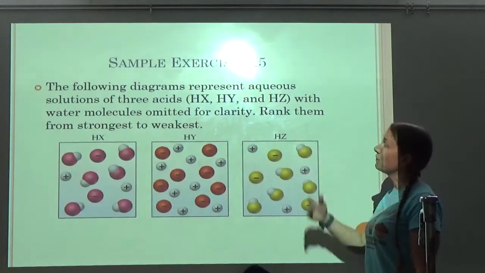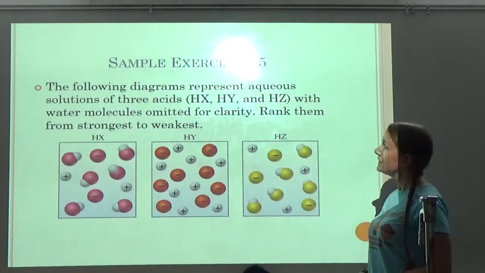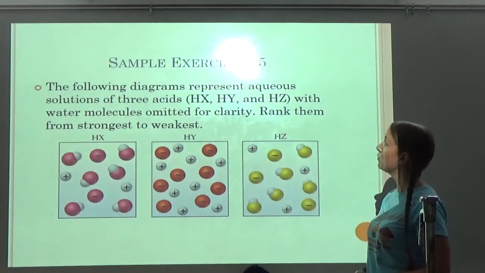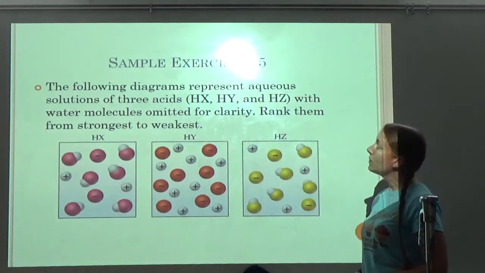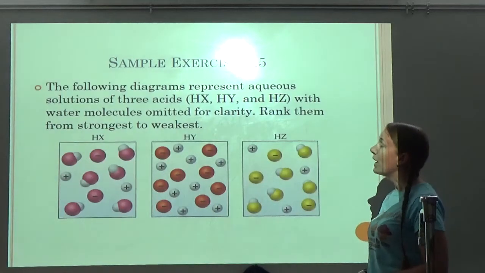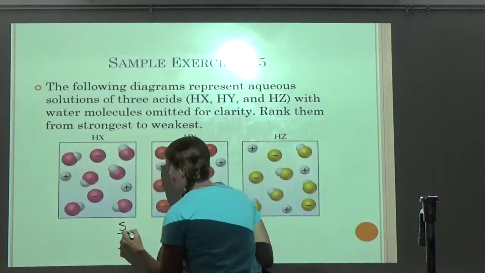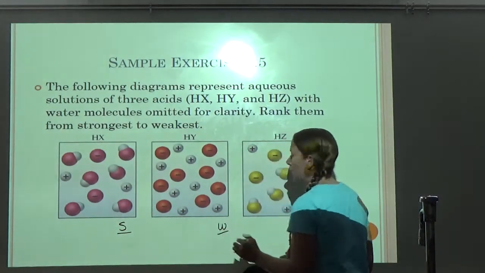So let's look at our first sample exercise. It says the following diagrams represent aqueous solutions of 3 acids, HX, HY, and HZ, with water molecules omitted for clarity. Rank them from strongest to weakest. Okay, so we'll start with our strong and we'll work to our weak.